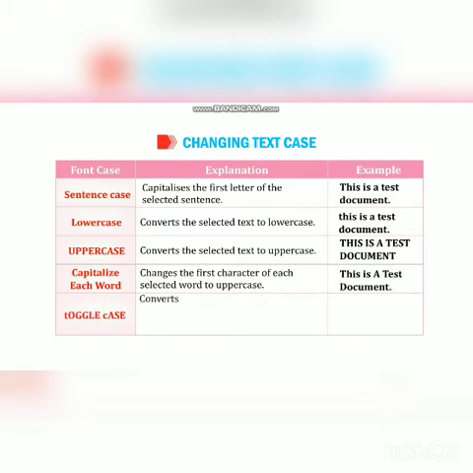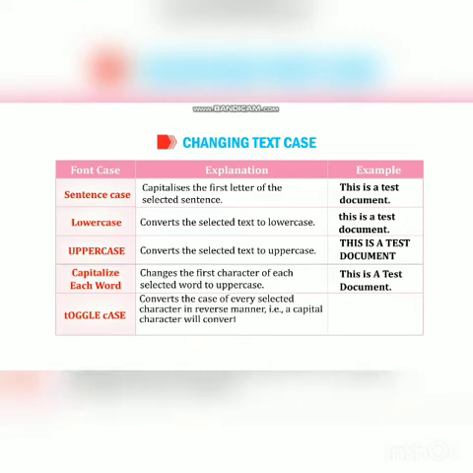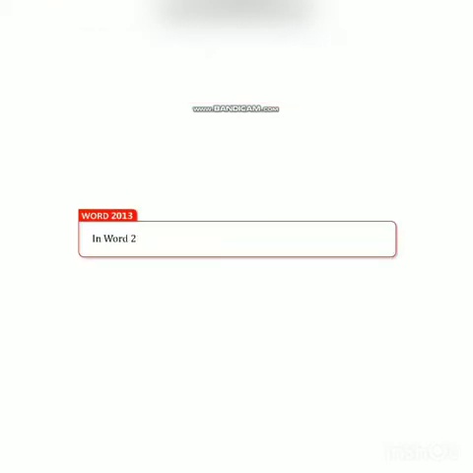Toggle case converts the case of every selected character in reverse manner. That is, a capital character will convert into lowercase and vice versa. Example: tHIS IS A TEST DOCUMENT. In Word 2013 also you have similar font cases to format the text.